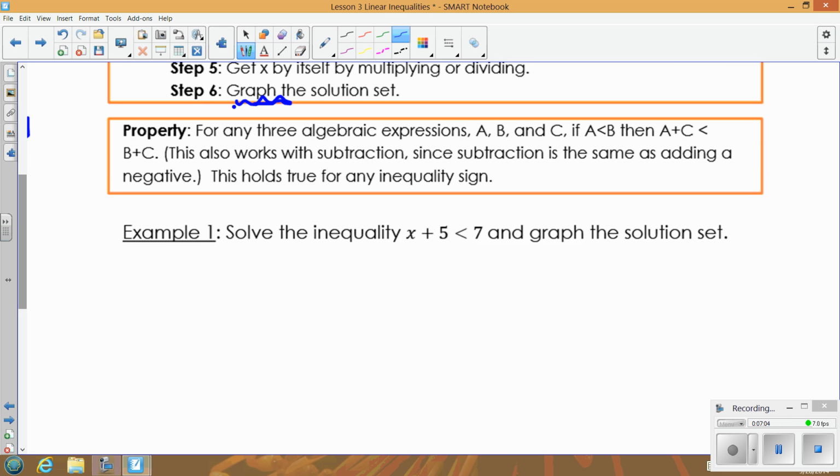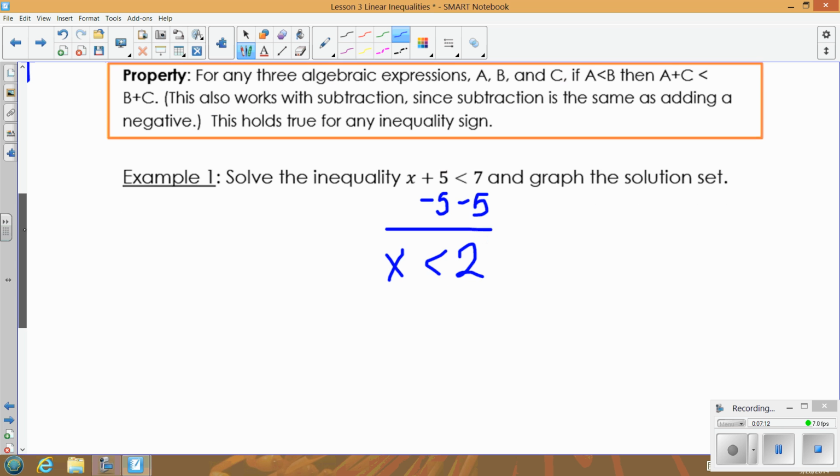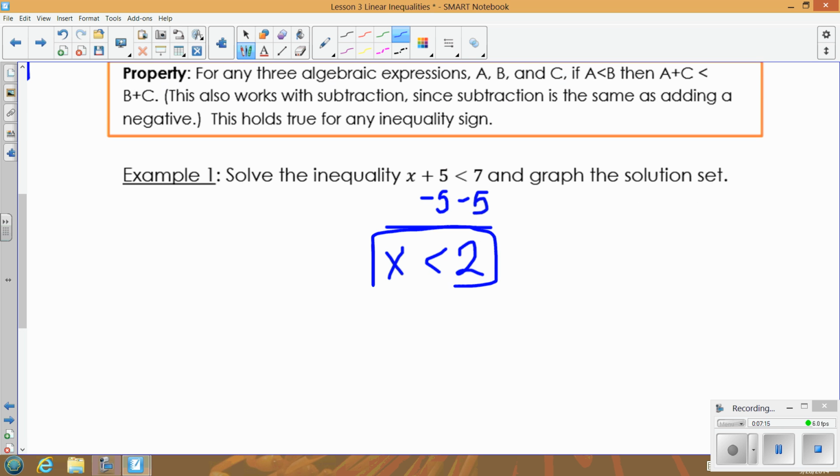So when I look at this, I'm just going to subtract 5 from both sides, and I'm going to get x is less than 2. So that's that inequality. That's all you've got to do for it. Then you go to graph it. So we have 2.